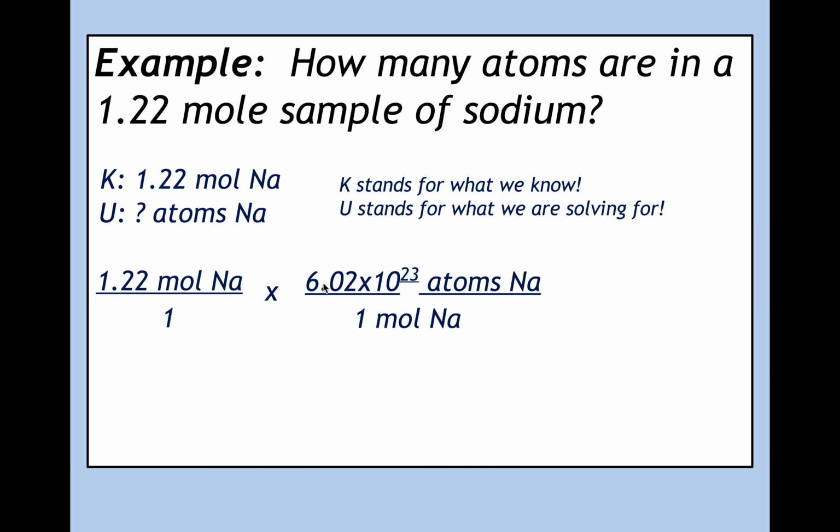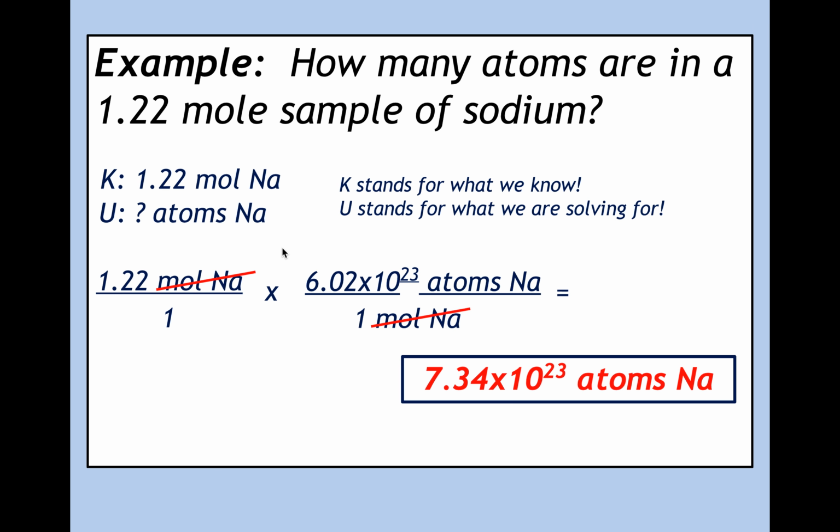Here's our Avogadro's number, 6.02 times 10 to the 23rd atoms in a mole of sodium. And then we cross off our units. So we're left with atoms of sodium, which is what we're trying to solve for. Well, you put this through your calculator and you'll find that this equals 7.34 times 10 to the 23rd atoms of sodium. When you use this format, and you'll see that in our practice, I've got actual boxes for you to write each part in, it becomes very easy to solve these dimensional analysis problems.